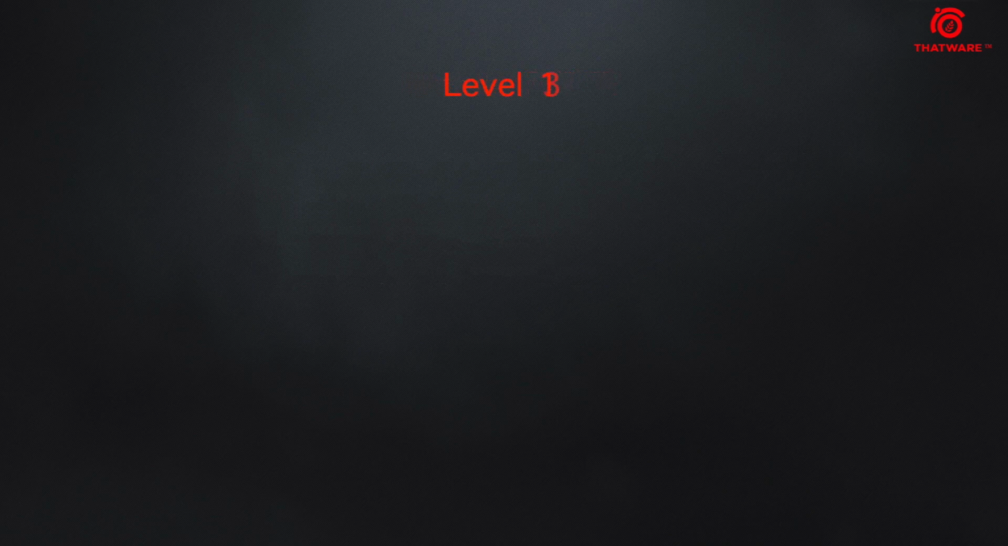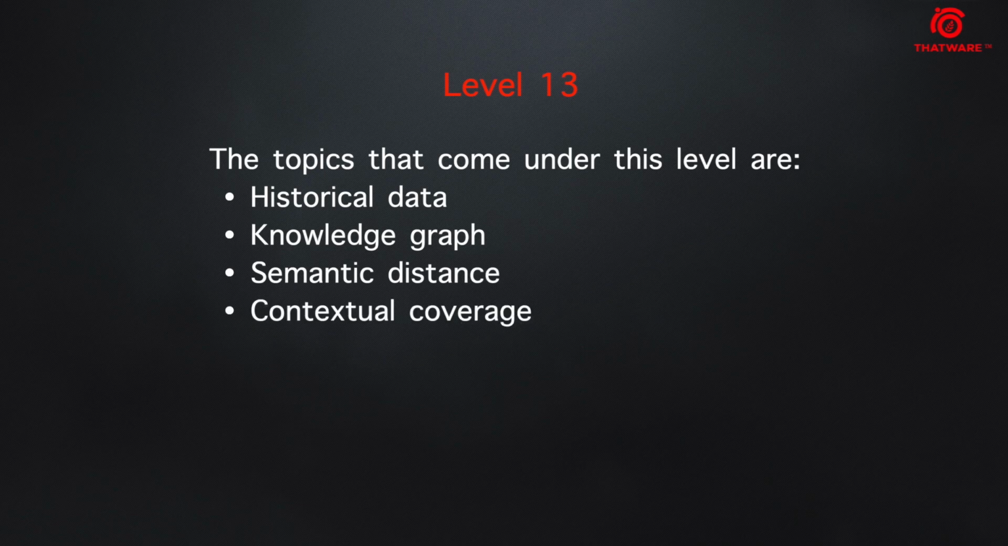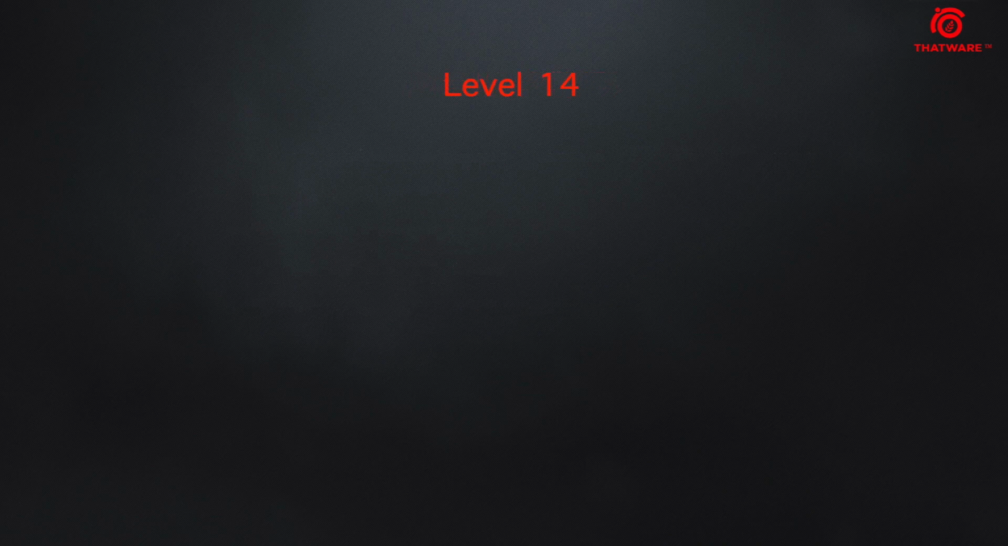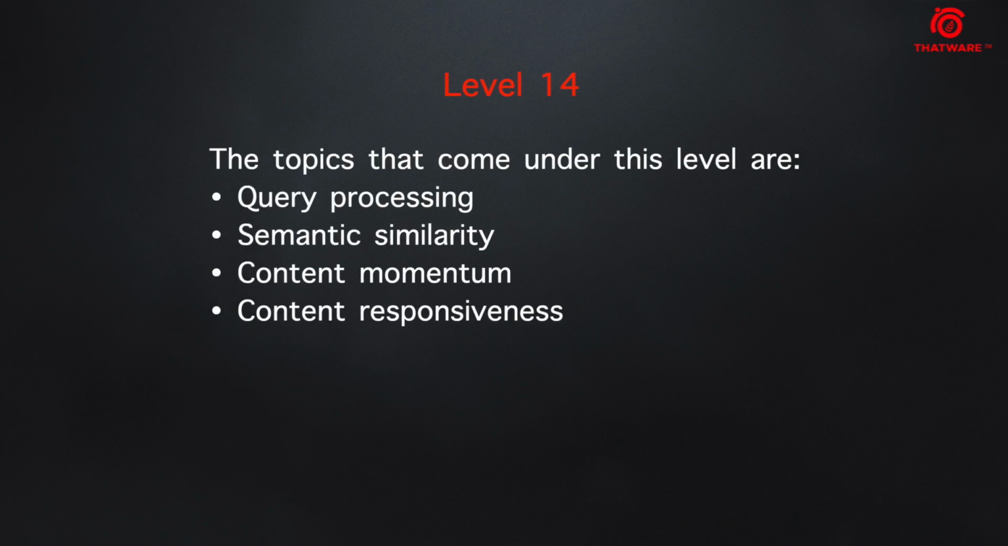And then you can use a lot of historical data on the 13th level: semantic distance, contextual coverage, knowledge graph. These are some of the advanced levels of large language model algorithms you can play with, so that your business is being seen on the knowledge graph and semantic distance, and these are greatly satisfied. And then moving slowly downwards, we take one step forward toward semantic SEO with query processing, semantic similarity, and content momentum. Here we use a lot of information retrieval techniques to keep up with the content momentum and make sure all the content is responsive, has momentum, and is highly synchronized with the user intent.